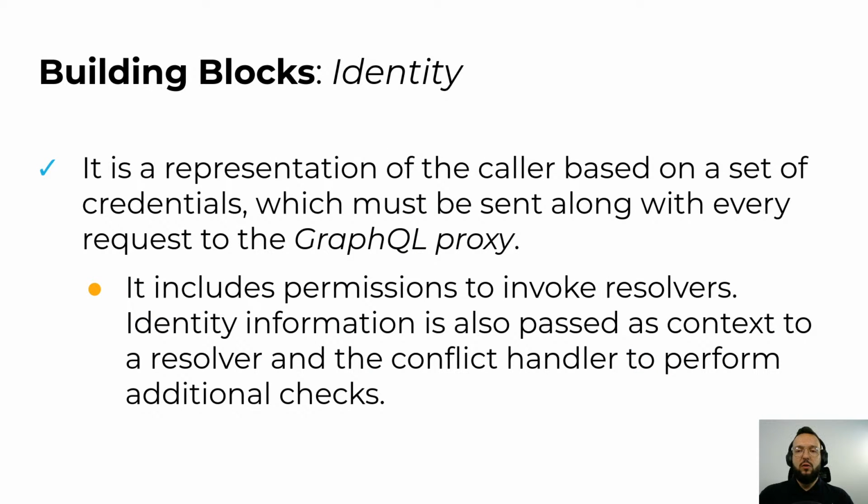An additional building block that I have not mentioned is the identity, because the GraphQL proxy also performs the authorization part. So identity is a representation of the caller, and based on a set of credentials, it will be created if the GraphQL proxy recognizes the caller. It also includes permissions to invoke resolvers, so you can have identity information that is passed as a context to a resolver and the conflict handler to perform additional checks.